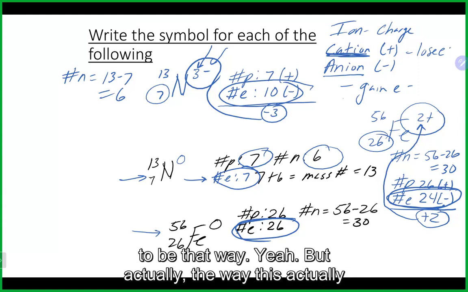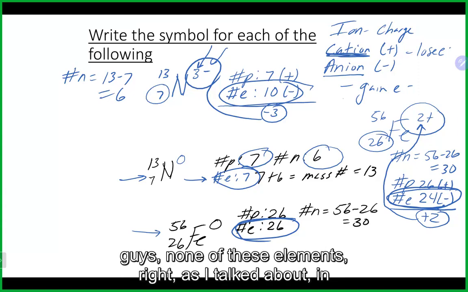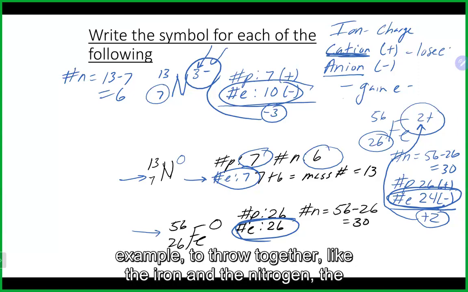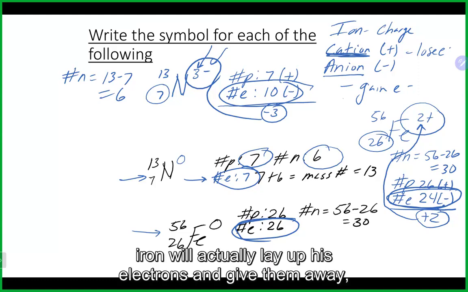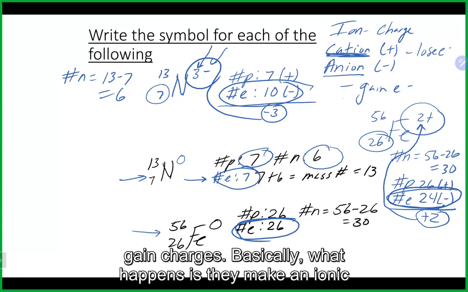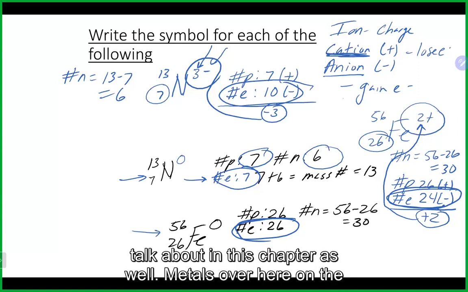The way this actually occurs, by the way, as I talked about earlier, is that none of these elements in their neutral state have a charge. But if you were, for example, to throw together the iron and the nitrogen, the iron will actually lay up its electrons and give them away, and the nitrogen will pick them up. And that's how these things gain charges. Basically, they make an ionic compound, and usually it's metals, by the way, which we'll talk about in this chapter as well.